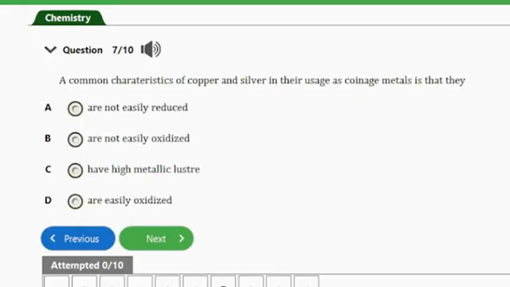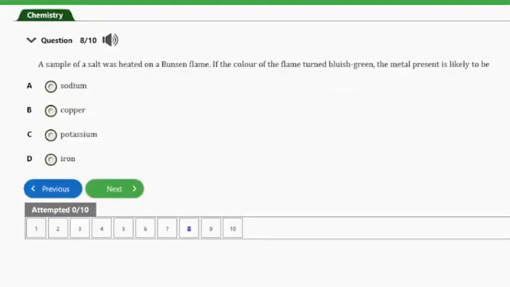Question number 7 here. It says, a common characteristic of copper and silver in their usage as coinage metals is that they A. are not easily reduced, B. are not easily oxidized, C. have high metallic luster, D. are easily oxidized. So guys, already I know you must have guessed rightly the answer to this question, and that's option B. They are not easily oxidized. So let's look at the next question, question number 8.